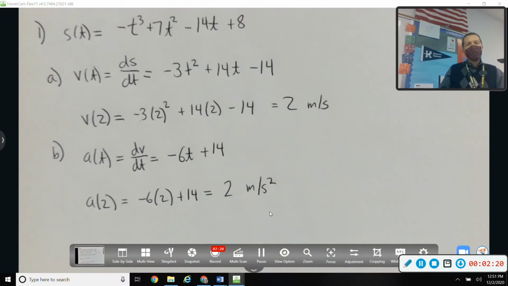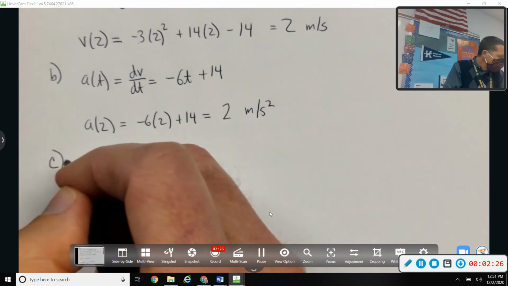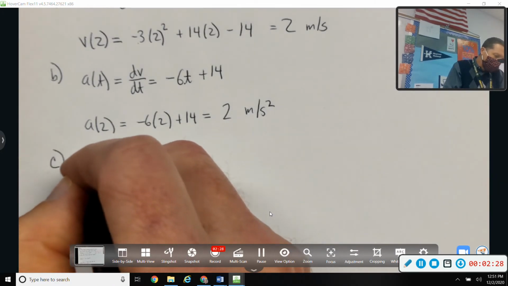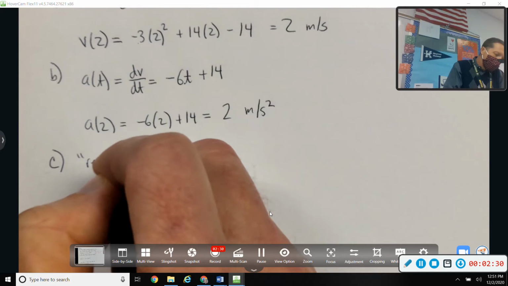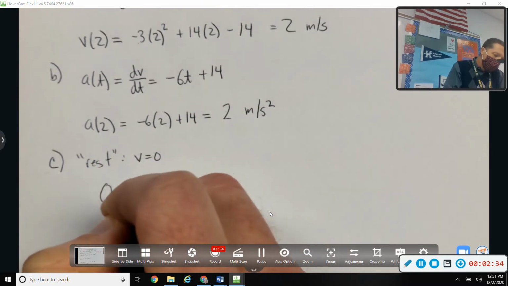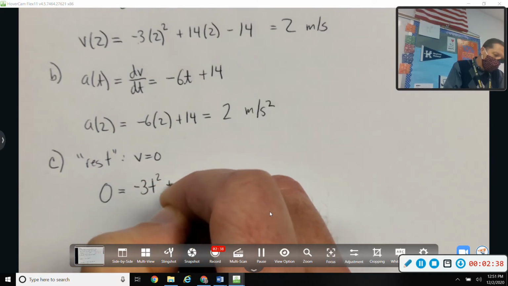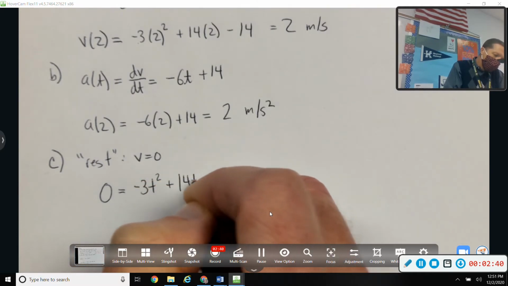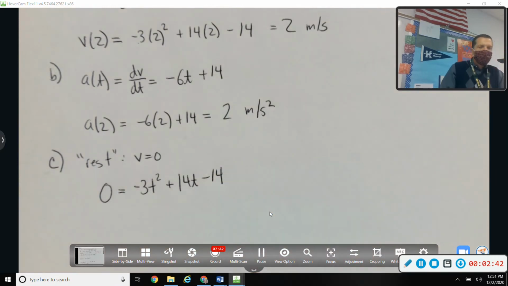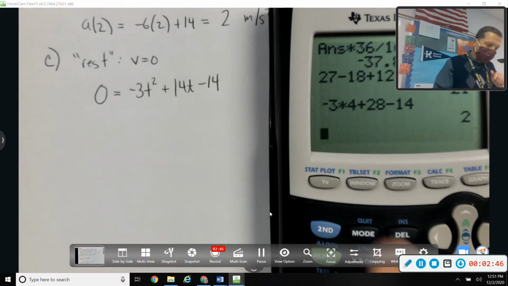All right, I think we're through with the easy questions on this. Very straightforward questions. Now we get a little bit more complicated. When is the particle at rest? Well, rest means v equals 0. So we'll set the velocity equation equal to 0. And we can play around with it and see if it will factor, but it won't.